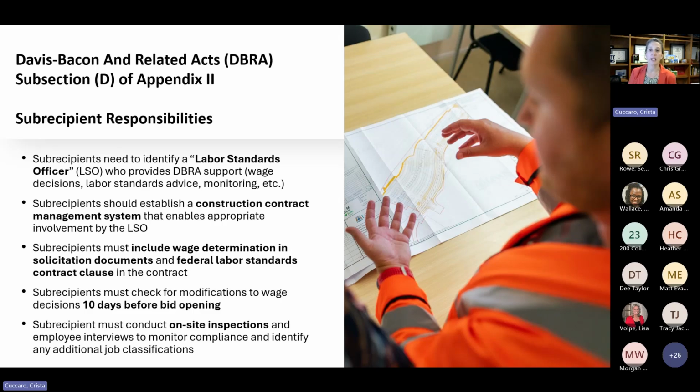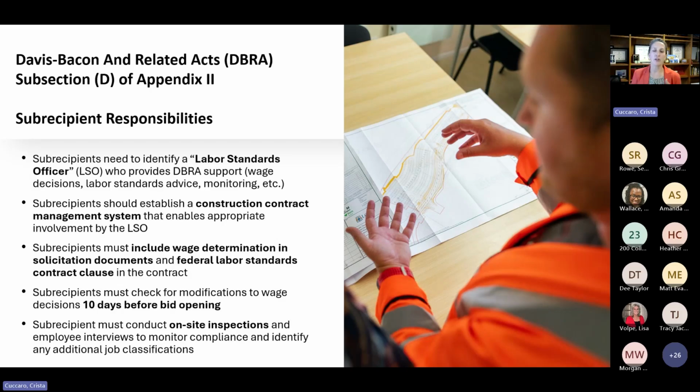Subrecipients should also establish a construction contract management system that enables appropriate involvement by the LSO, right? So you could identify an LSO, but if they're not getting notification of projects that may need a wage determination attached to them, then that's not going to be helpful, right? So you need to have a process in place, a management system that allows the LSO to be involved at the various points when they need to be providing input on a Davis-Bacon project.